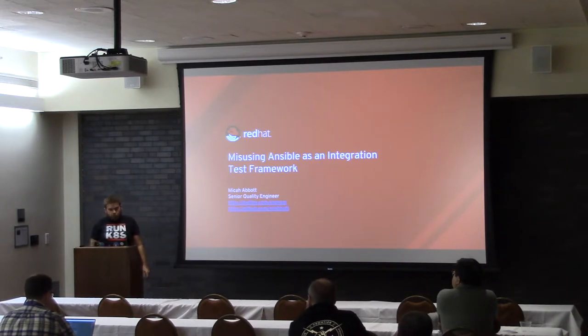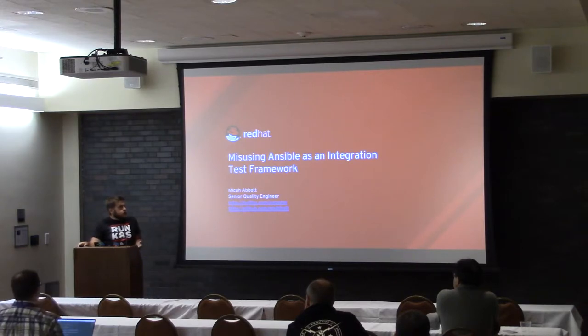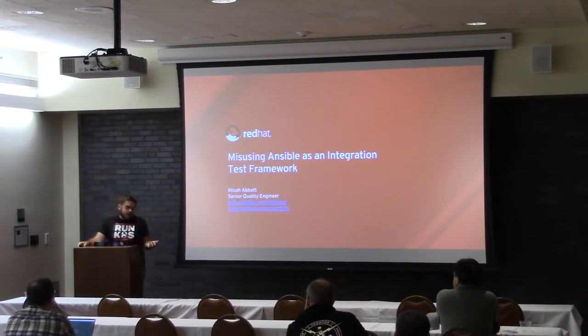My name's Micah. I work at Red Hat. I'm a senior quality engineer. I've been working on Red Hat Atomic Host and now Red Hat Core OS. This is about how we were misusing Ansible to test Atomic Host. This is going to be more like a retrospective on what we were doing, because as we're moving to support Core OS, we're actually taking a different tack, and I'll get to that towards the end of the talk.